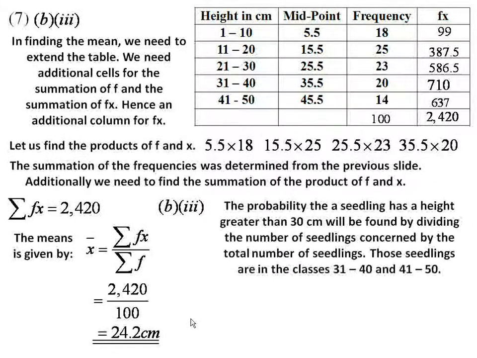Another problem. Now we need to determine the probability that a seedling has a height greater than 30 centimeters. That will be found by dividing the number of seedlings concerned by the total number of seedlings. Those seedlings are in the classes 31 to 40 and 41 to 50. Those in the 21 to 30 category will have heights 21 to 30, but 31 to 40 is greater than 30, and 41 to 50 is greater than 30 also. So the number of seedlings in these two classes divided by the total number of seedlings. So we have 20 plus 14, and that we divide by 100. And we get 34 divided by 100, and that is 0.34.